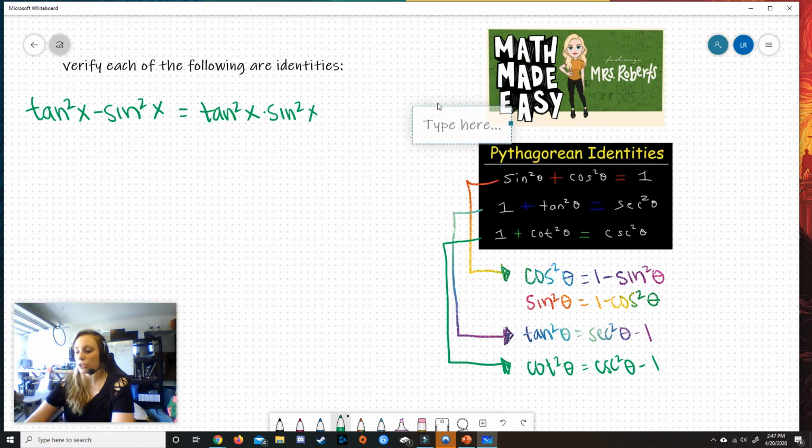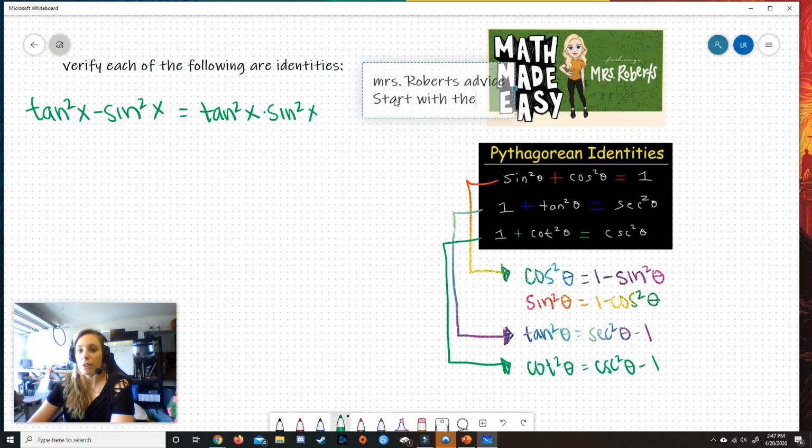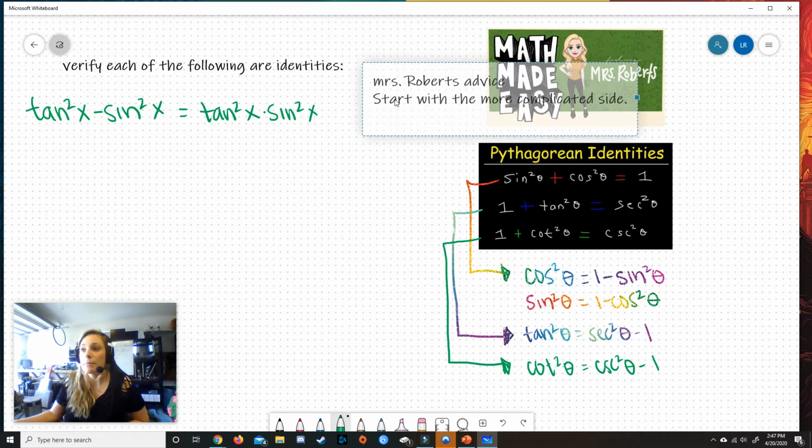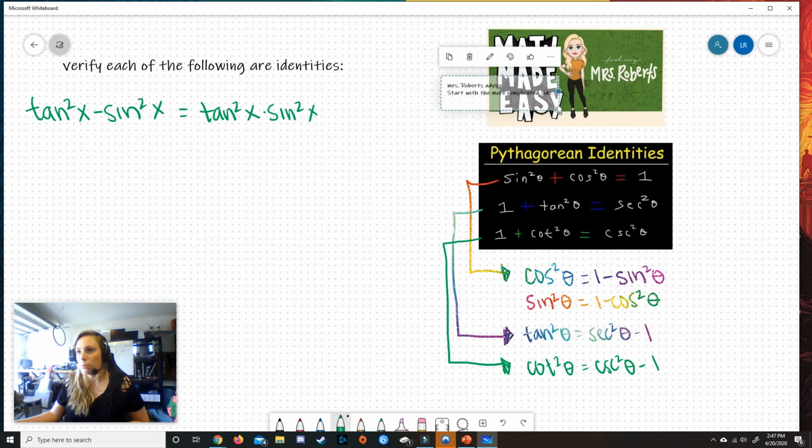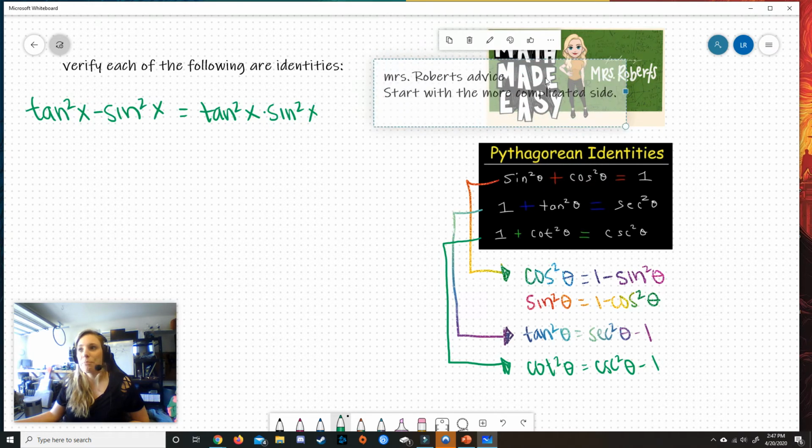So let's start Mrs. Roberts' advice. This is going to be my advice column. Start with the more complicated side. That's my first piece of advice. Let's see if I can make this so it's easier to see.